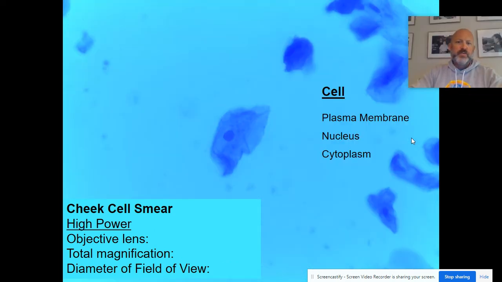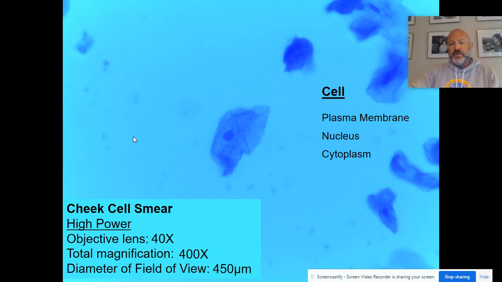And then lastly, we would go to the high power view. All right. So the high power view, the blue lens has a 40x magnification, or 400x magnification total. Remember, with millimeters, it was 0.45 millimeters. So when we convert that to micrometers, that becomes 450 micrometers. And why is that useful? When I know the distance across, my field of view, I could use that distance to help estimate the size of the cell.